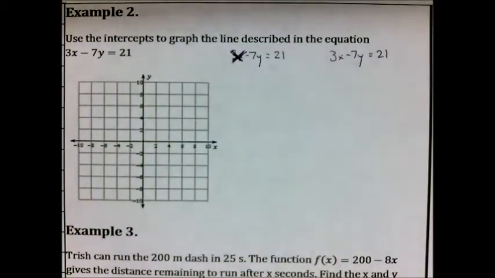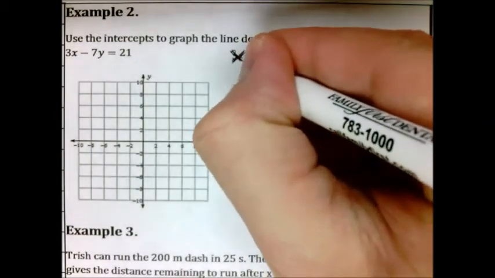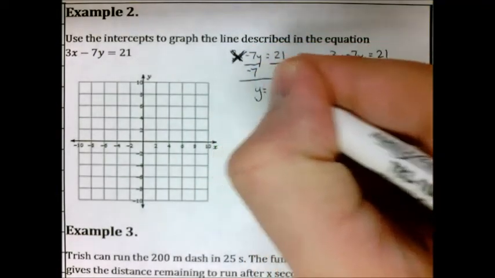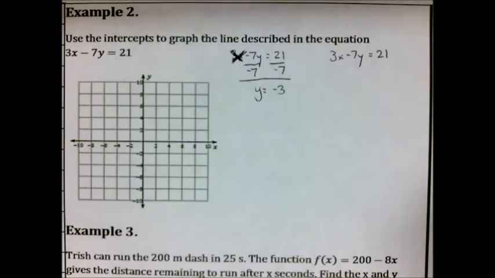Now this is super easy to solve, right? All we have to do is divide by -7 on both sides, and we end up getting y equal to -3. So your y-intercept is at -3.